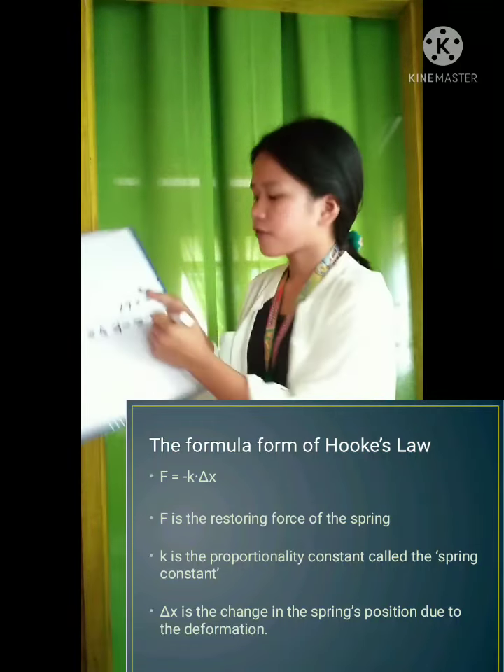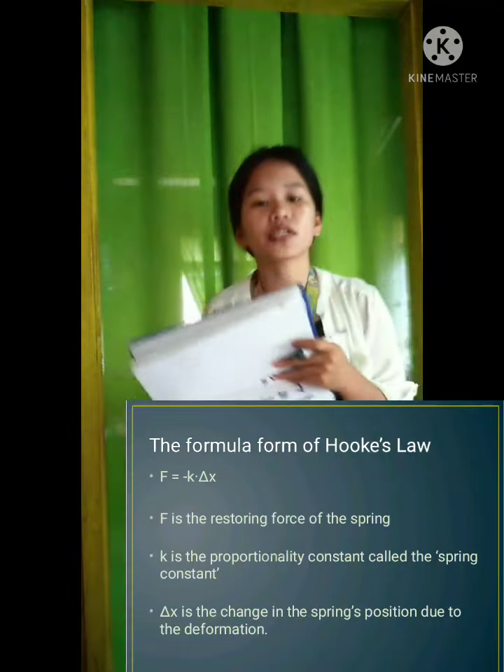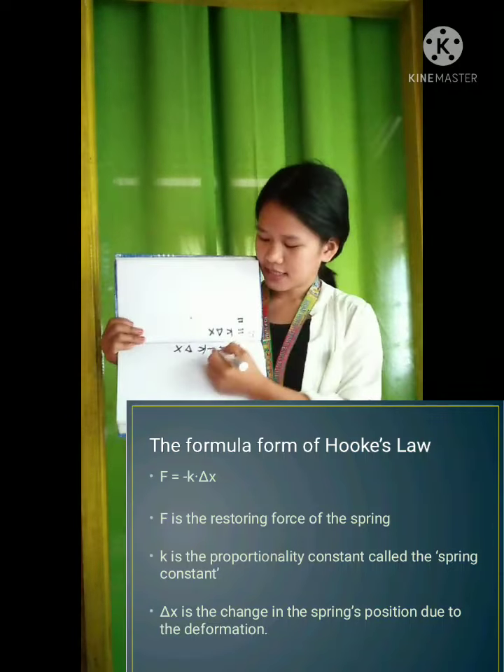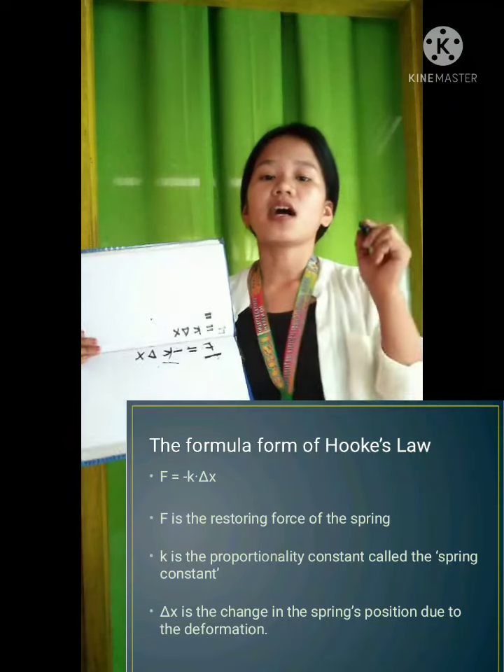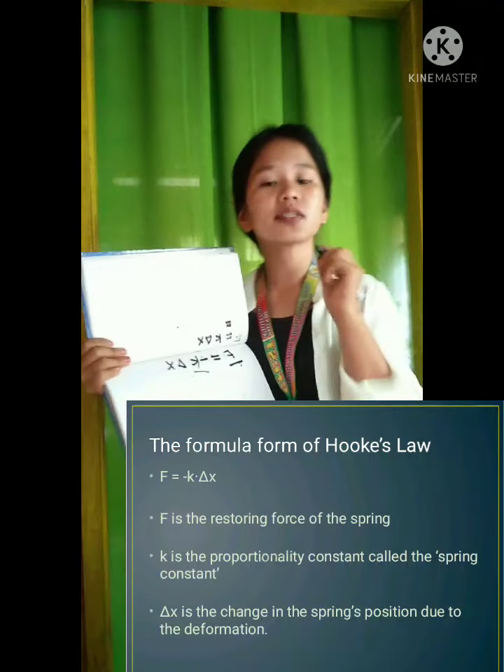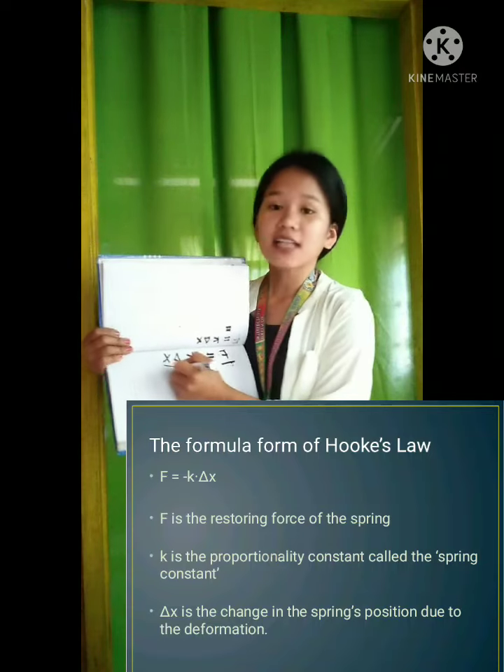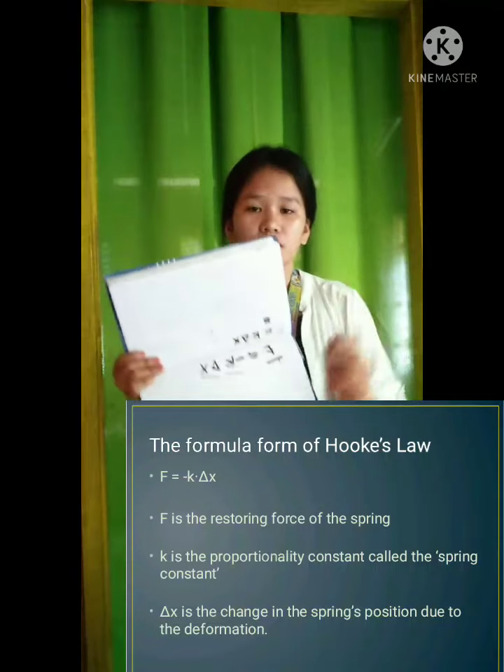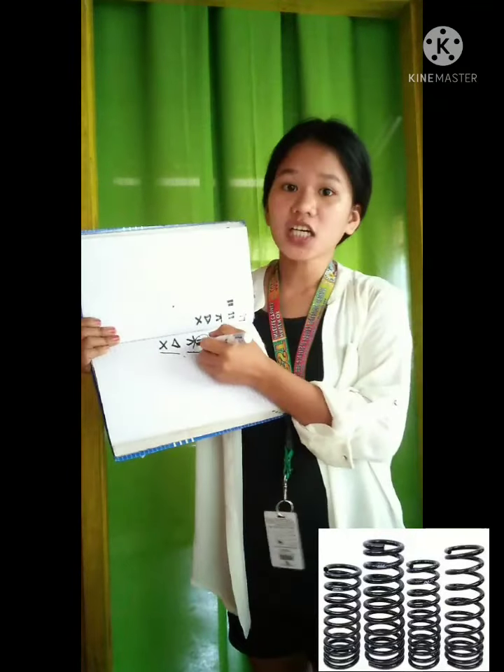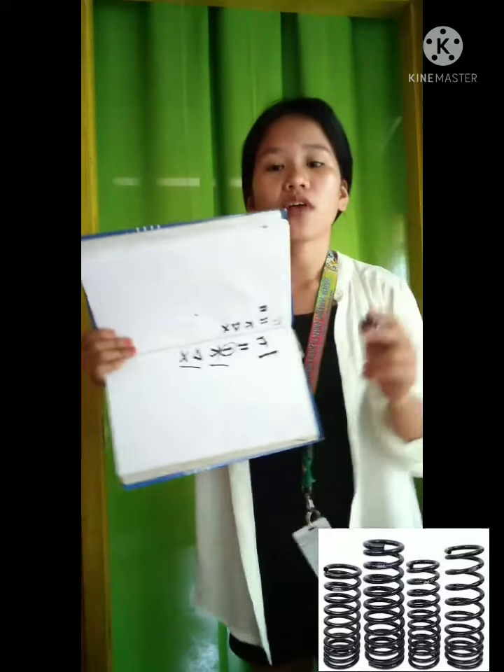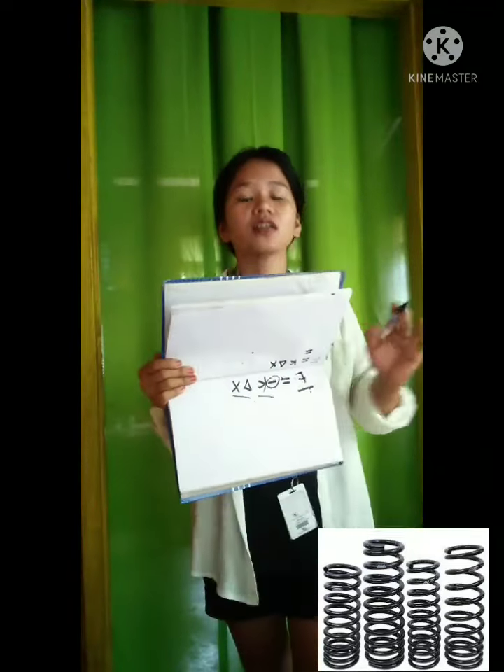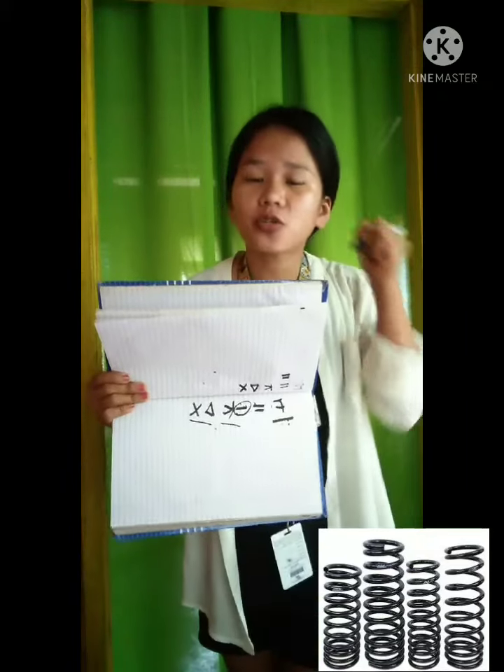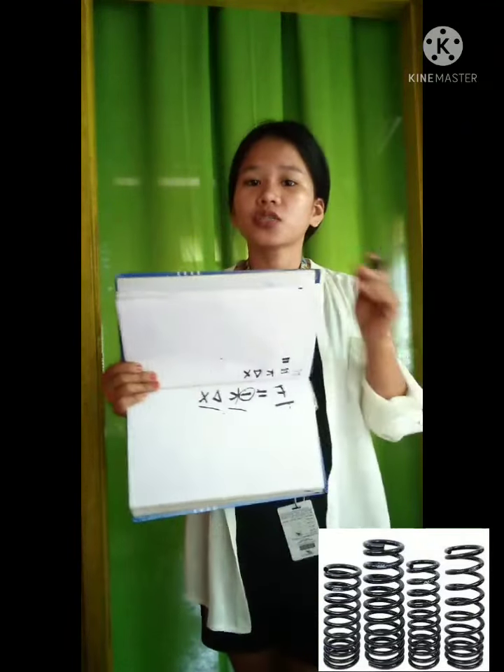F stands for the restoring force of the spring, and k is a proportionality constant called the spring constant, and delta x is the change in the spring's position due to the deformation. The minus sign here shows that the restoring force is opposite to the deforming force. The spring tries to restore itself to its undeformed state, so the spring pulls back against the compression.